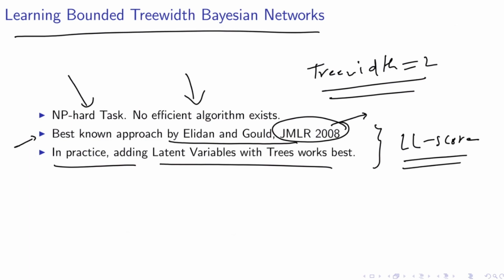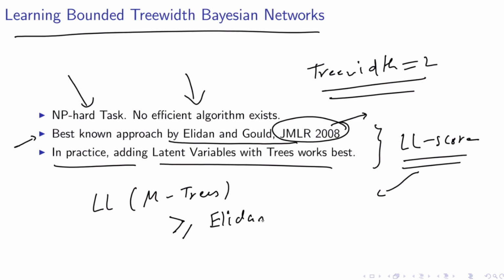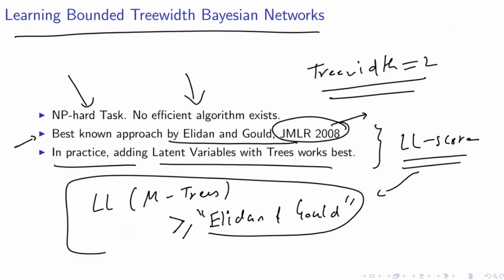Okay. So one homework question that I want you to think about is that even though the LL score of mixtures of trees will be typically greater than or equal to this algorithm by Elidan and Gould, who learn bounded treewidth Bayesian networks, why would you prefer the Elidan and Gould method to mixtures of trees? This is a homework question that I want you to think about.